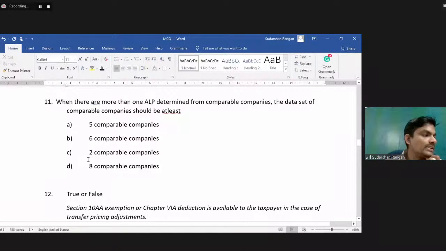With regards to question number 11, when there are more than one ALP determined from comparable companies, you should have a minimum comparable set of 6 comparable companies in order to get the range. So answer for 11 will be B. Yes, I see some right answers.